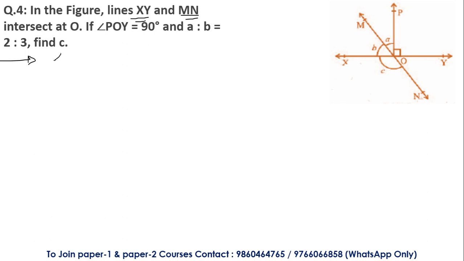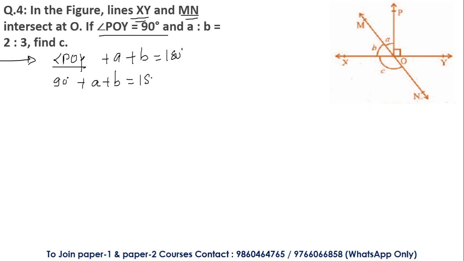Now look here, angle POY plus A plus B is equal to 180 degrees, because this is forming a linear pair. Angle POY plus angle A plus angle B is equal to 180 degrees. If I substitute POY as 90 degrees, I'll get 90 degrees plus A plus B is equal to 180 degrees. So from this, the summation of angle A plus B is equal to 180 degrees minus 90, that will give me 90 degrees.